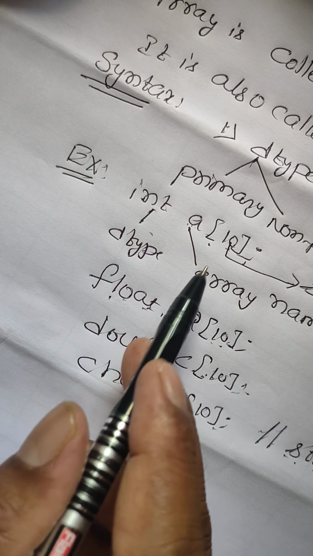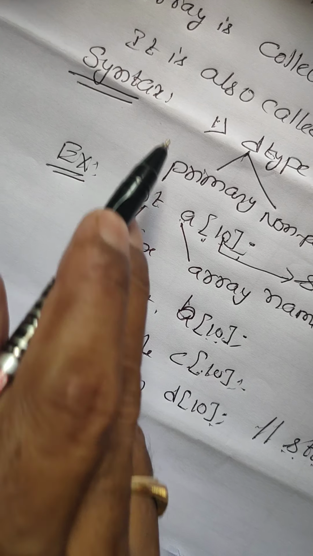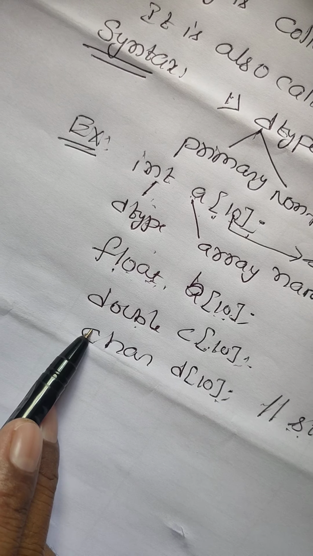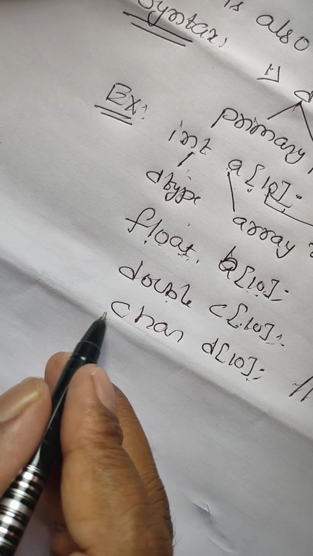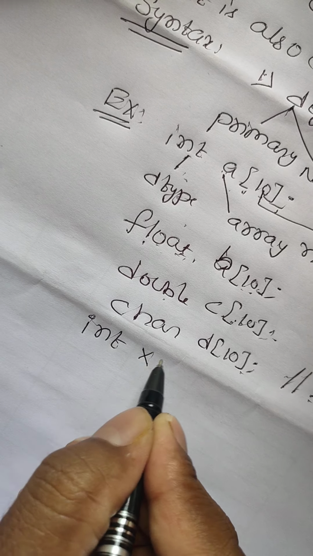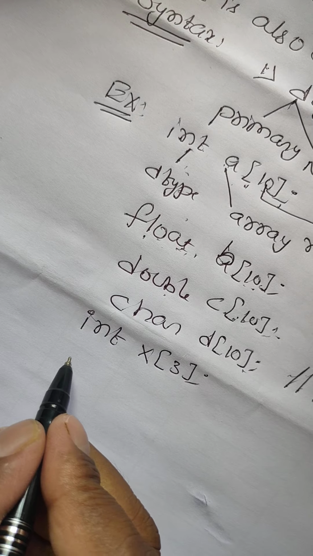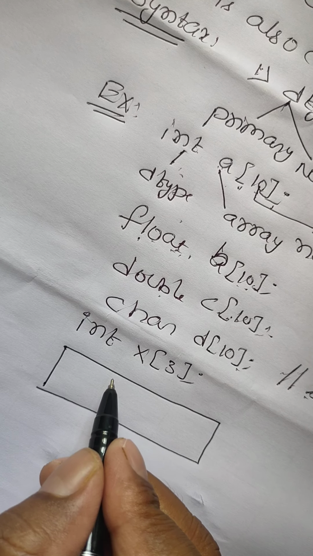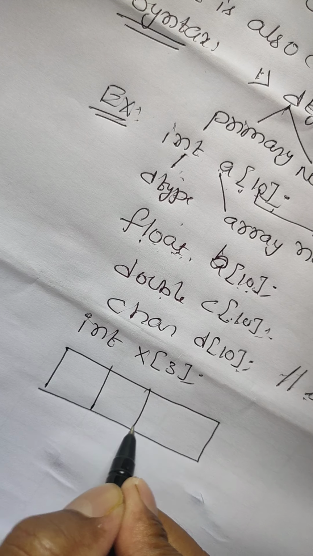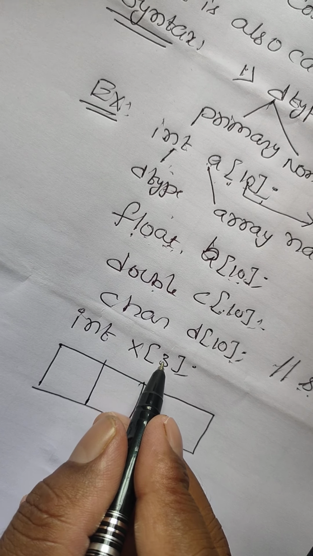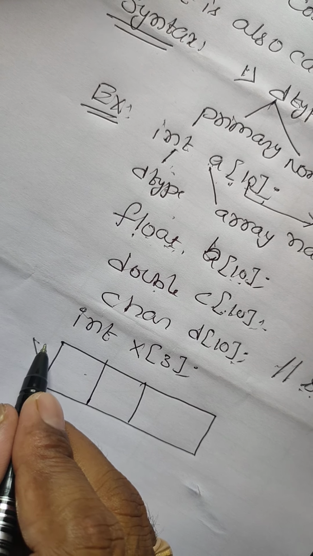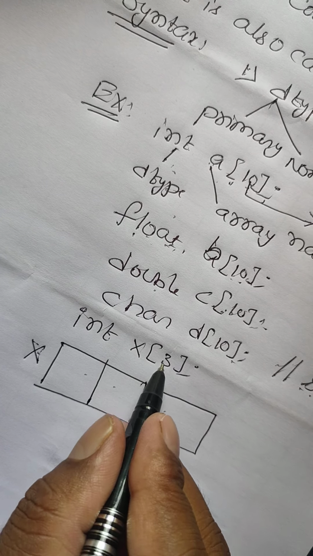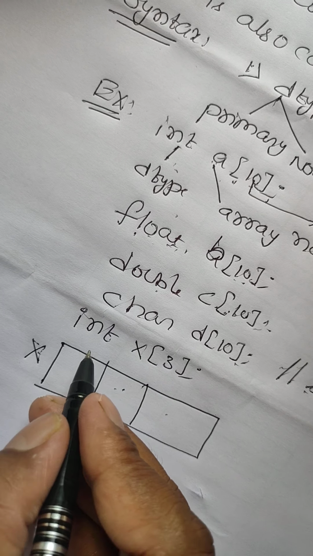Presently we are covering what an array is and its syntax: data type, array name and size. Then how is it stored, that is, how is memory allocated? For this I will take a simple example, x of 3. It contains a sequence of values: this is the first value, this is the second value, this is the third value. The maximum capacity is 3, and the name of this array is x. Only 3 values are possible.